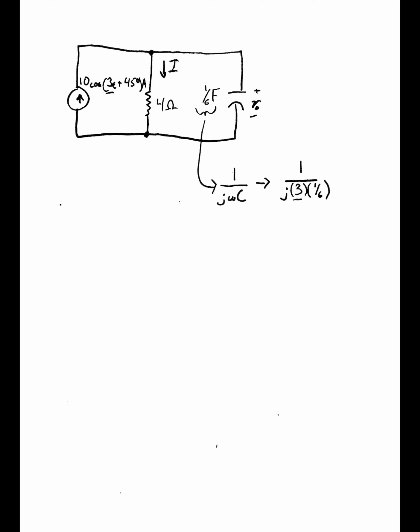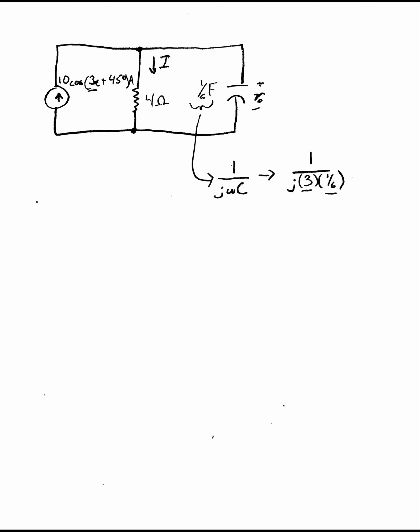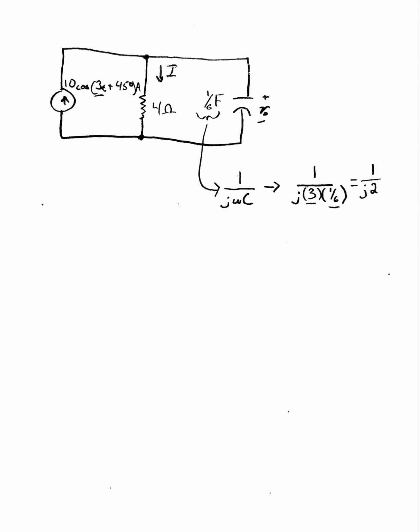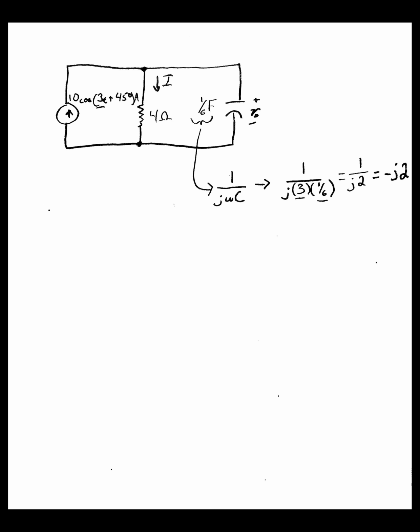So we can fill that in to where our equation is now 1 over j times 3 times 1/6. We can solve that out to 1 over j2. Now 1 over j is the same thing as negative j. It's inverse. So we can solve that out as negative j2. It's a little bit easier to write than the 1 over j2.